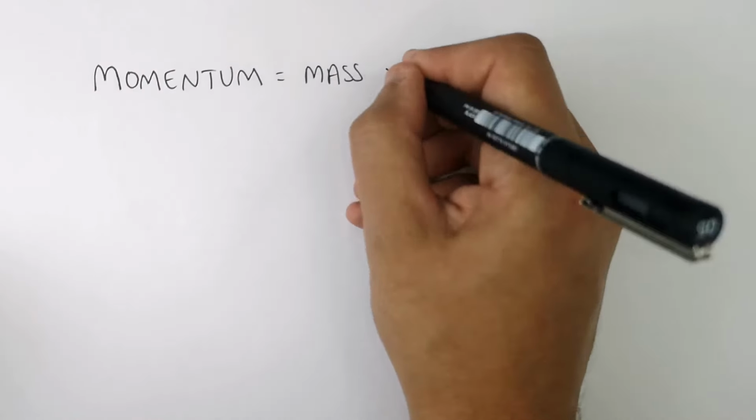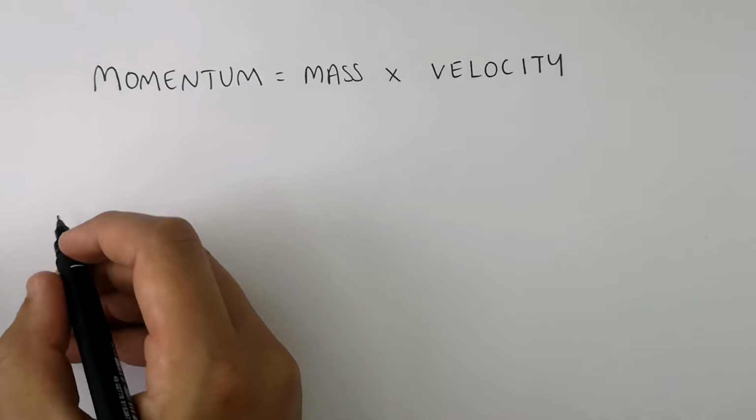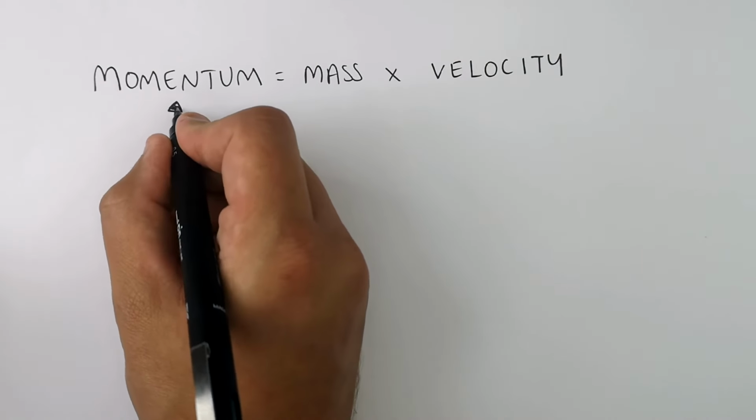Momentum equals mass times velocity. So what are the units for momentum, mass, and velocity?